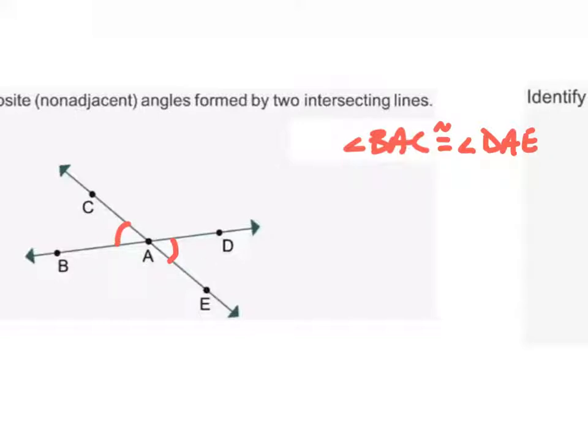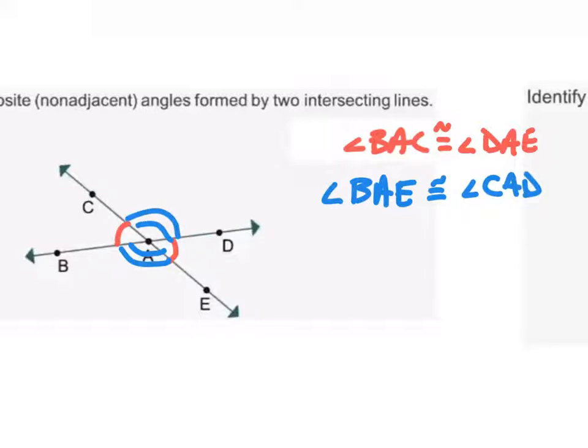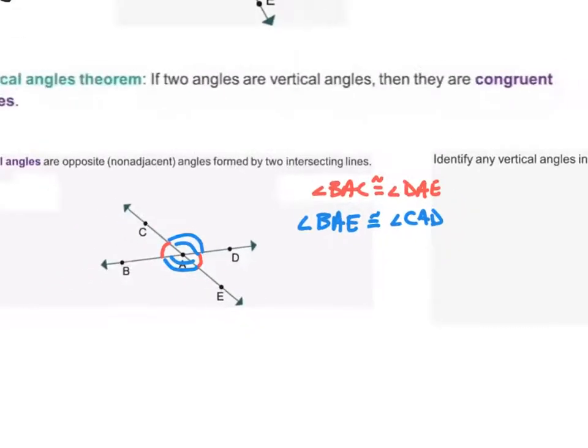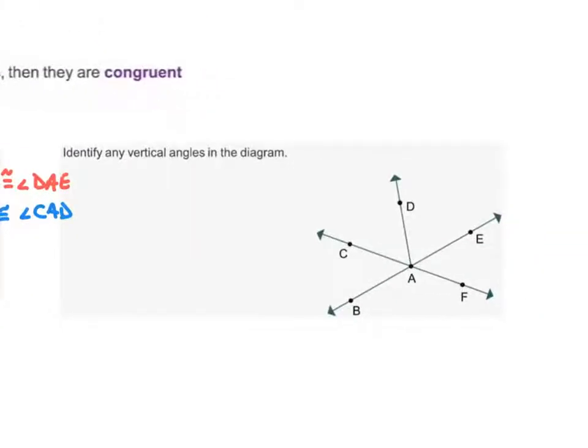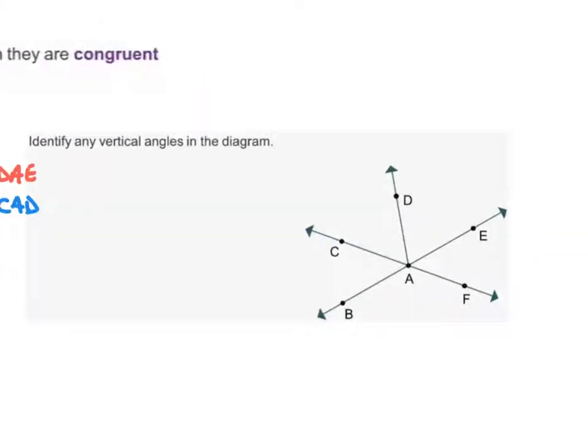Then the other one is angle BAE. This angle here is congruent to angle CAD. Both of those are across from each other. Anytime you have two intersecting lines, you have two pairs of congruent angles that are across from each other. Here it says identify any vertical angles in this diagram.